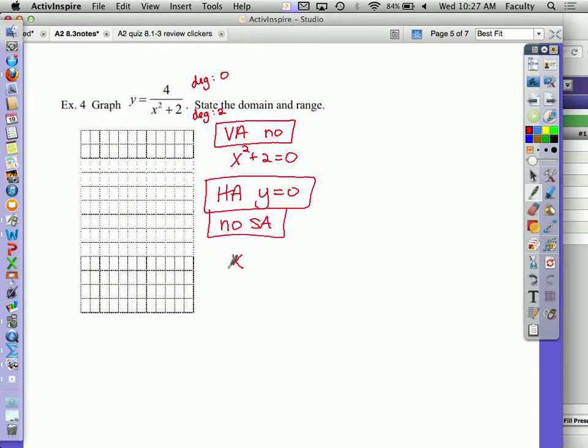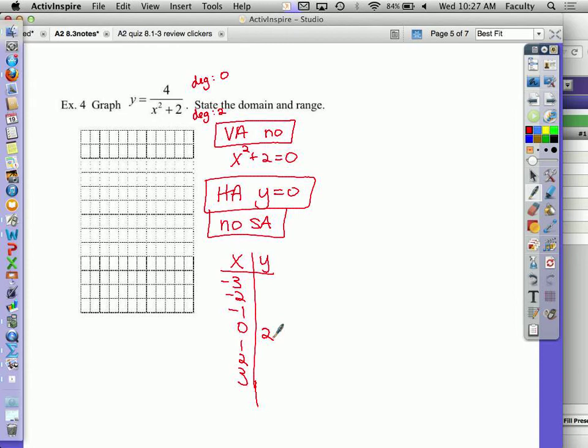Then we're ready for a table. Since there was no vertical asymptote, that means any number is okay. So let's just use -3 to 3. And this one I can do without a calculator. I'll tell you the problems when you use your calculator and when you don't. If they're simple like this, we want to go without the calculator. If I plug in 0, I get 4 over 2 is 2.